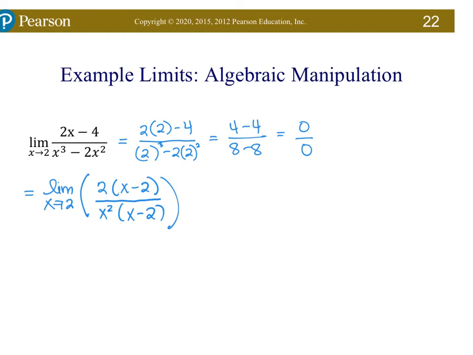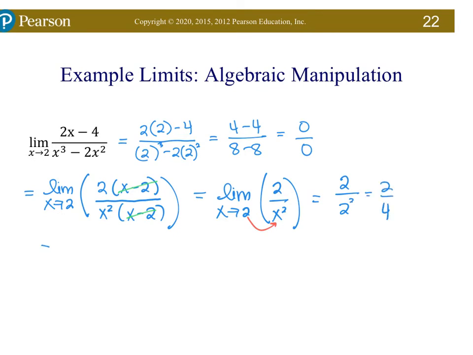Now I notice I can reduce. This is still algebra, so I still do an equal sign. I still do a limit. I still have x approaching 2. I still have parentheses. And what I'm left with is 2 over x squared. There's no more algebra for me to do. I'm going to do a substitution. So I don't have to write limit or parentheses anymore. So I'll have 2 over 2 squared, or 2 over 4. And so the answer to this problem is 1/2.